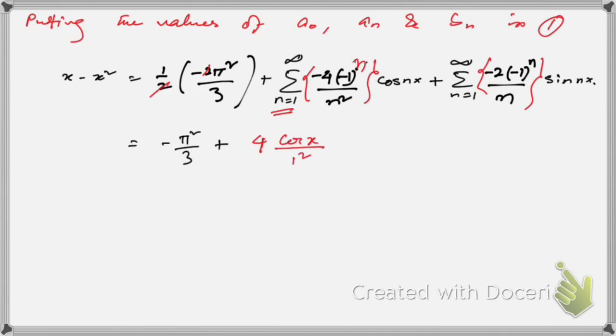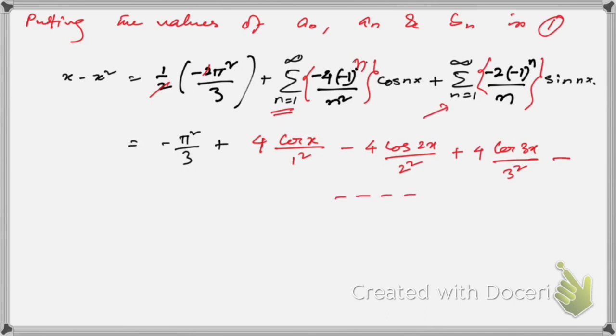Then if you put n is equal to 2, then this minus 1 will be plus 1. Plus 1 into minus 4, that's going to be minus 4 cos 2x by 2 square. If you put n is equal to 3, then you should get plus 4 cos 3x by 3 square, and the next term will be negative, right? Next term will be negative, and so on. That's what you will get.